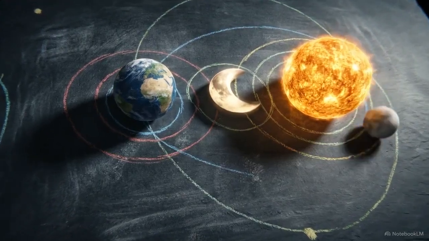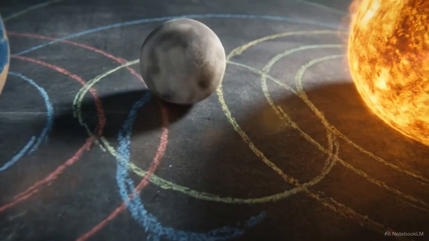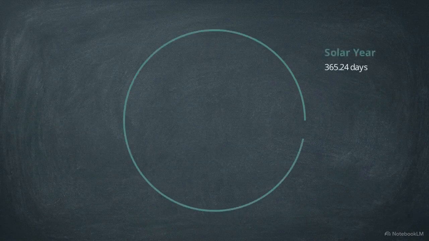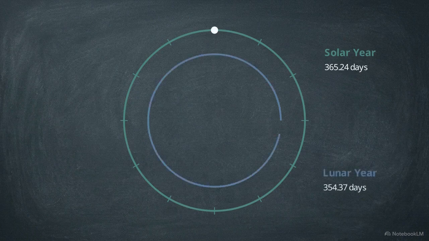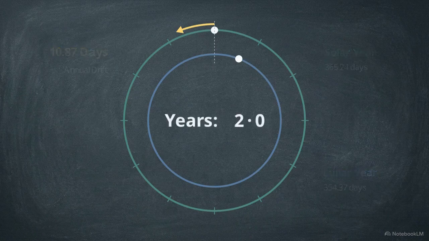The immense physical momentum of planetary bodies in our solar system ultimately dictates the exact timing of these human schedules. The solar year takes 365.24 days, while the lunar orbit takes 354.37 days. Subtracting the two reveals a predictable drift of 10.87 days backward each Gregorian year.